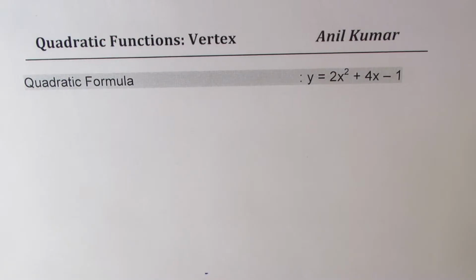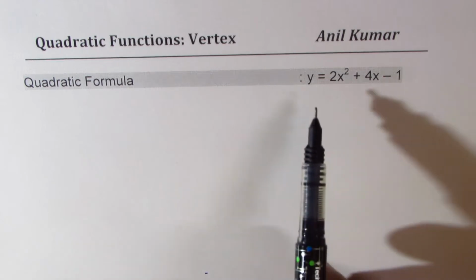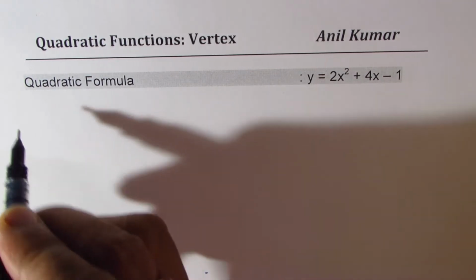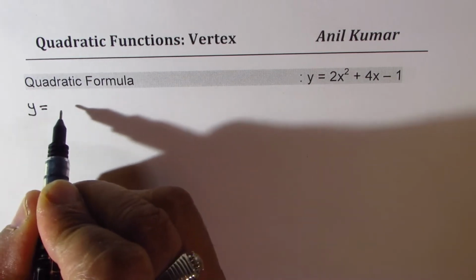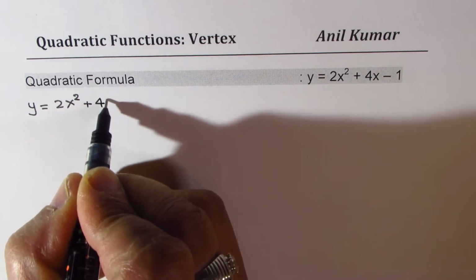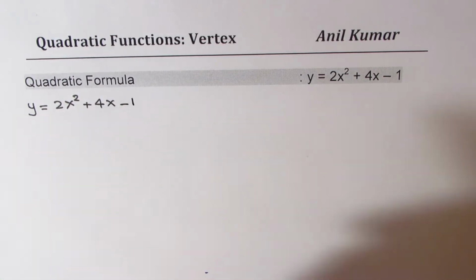Now let us apply the quadratic formula and find the vertex of the parabola given by the equation y equals 2x squared plus 4x minus 1. So let me rewrite the equation, which is y equals 2x squared plus 4x minus 1.